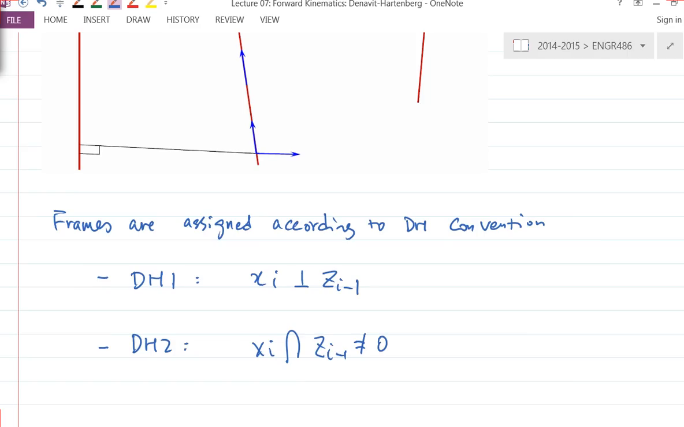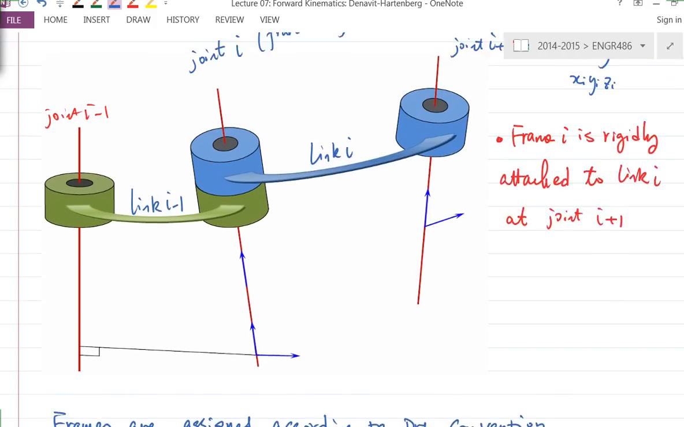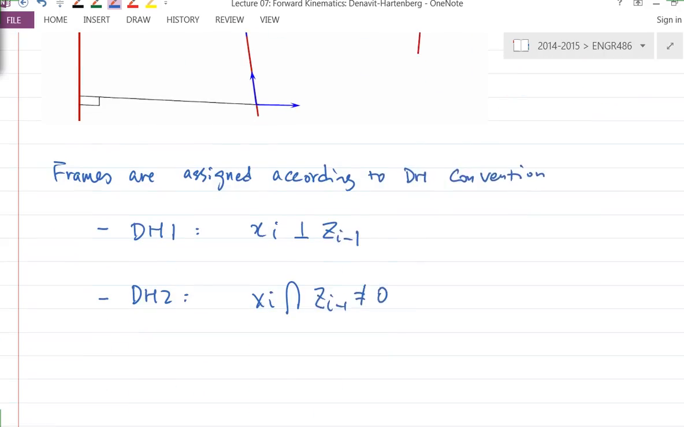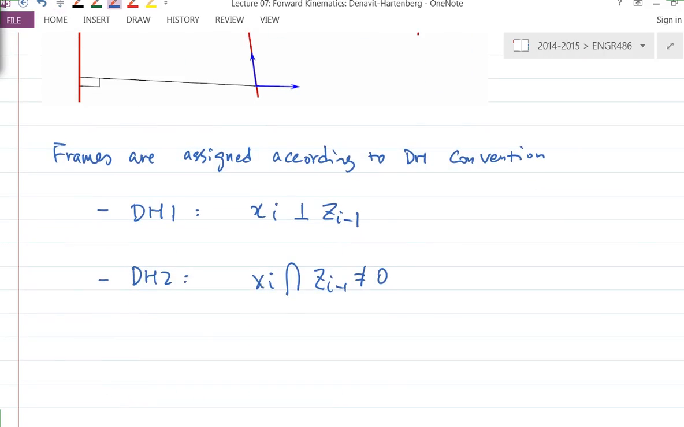So now back to this assignment of the frames. Bullet number one: what you do is you assign the z axis.